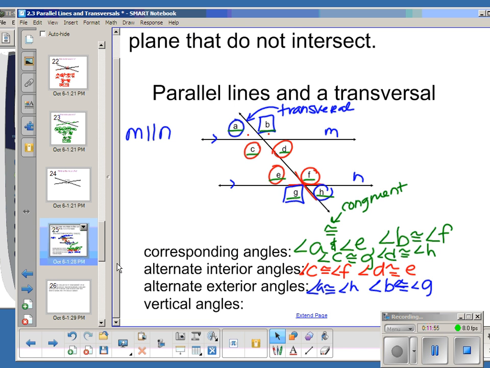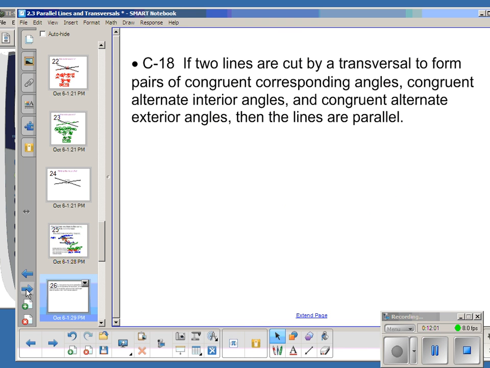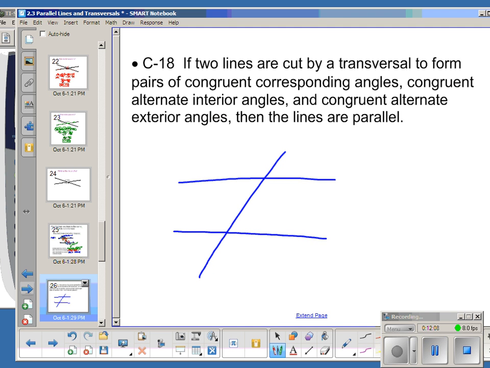Sometimes your book will tell you that the lines are parallel, and other times they'll ask you to prove that they're parallel. So it works the same both ways. If they're parallel, then corresponding, alternate interior and alternate exterior angles are congruent to each other. The same works the other way. If you're given, let's say this angle is 70 degrees, and this angle is 70 degrees, because the alternate exterior angles are congruent, then the lines are parallel.